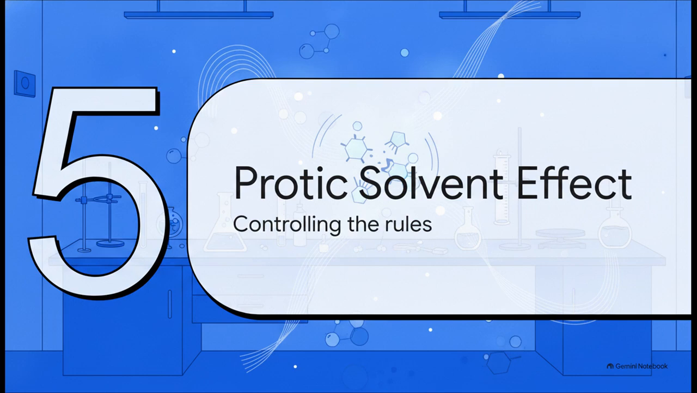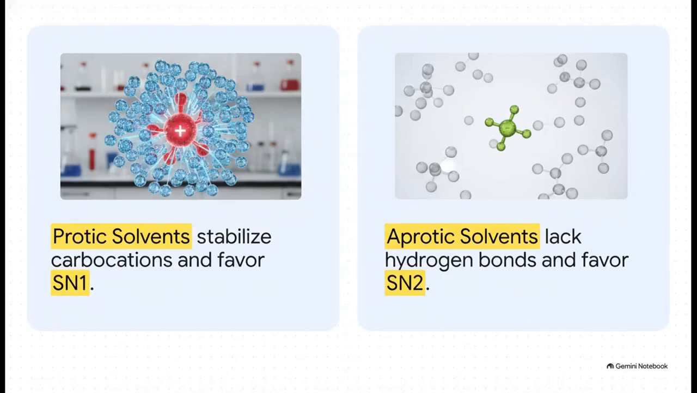All right, section 5, the protic solvent effect. Let's see who's controlling the rules. You have to remember, solvents aren't just empty space in a beaker, they actively participate. Protic solvents like water or ethanol contain hydrogen atoms attached to electronegative atoms. They act like this comforting, calming blanket, forming hydrogen bonds that surround and stabilize our vulnerable, positively charged carbocation intermediate. By lowering the energy required to form that intermediate, protic solvents effectively force the molecule down the SN1 pathway.